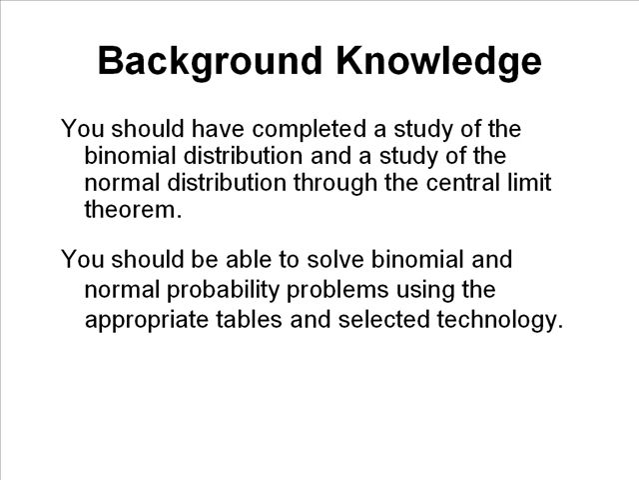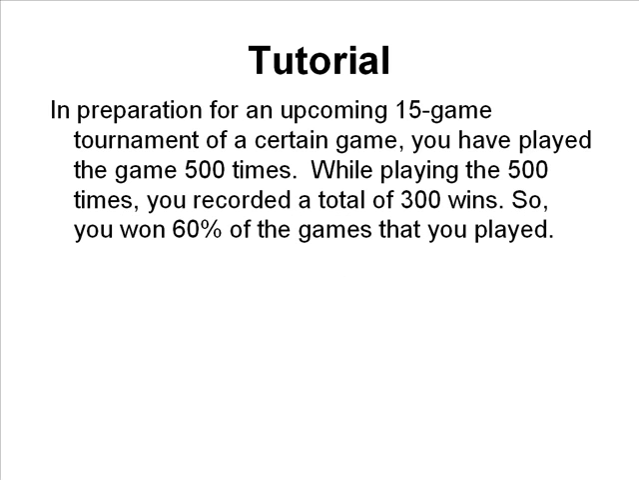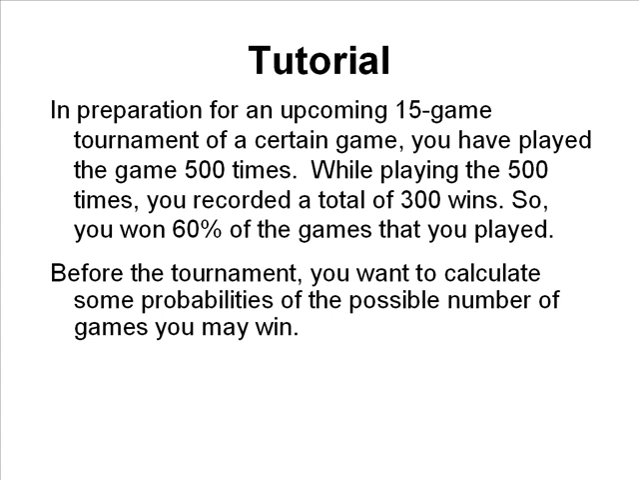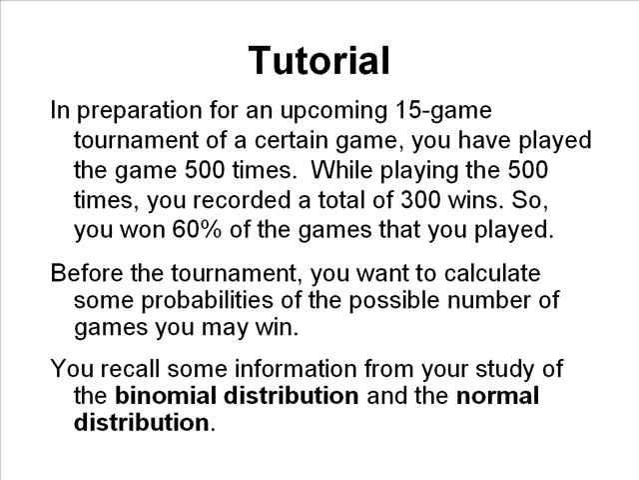In preparation for an upcoming 15-game tournament, you have played the game 500 times. While playing the game, you recorded your number of wins. You won 300 games, so you won 60% of the games. That means the probability of you winning the game is 0.6. Before the tournament, you want to calculate some probabilities of the number of games that you may win. You recall from your study of the binomial distribution and the normal distribution that you should be able to figure this out.